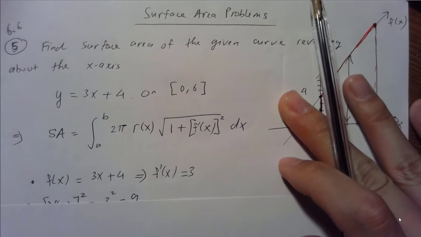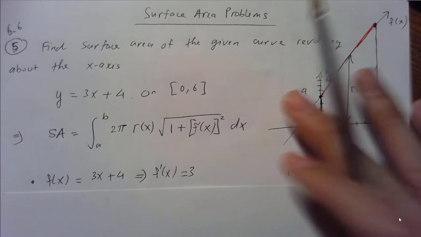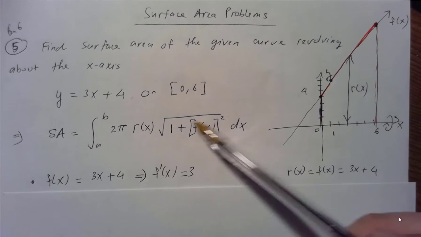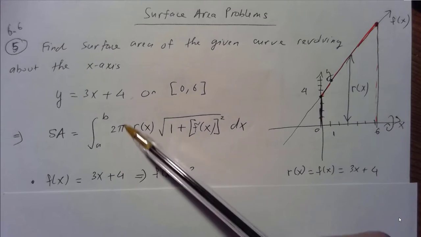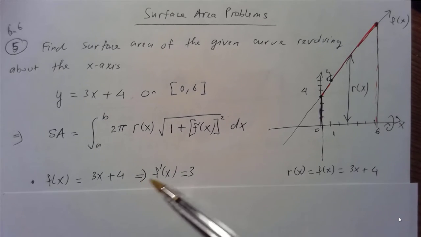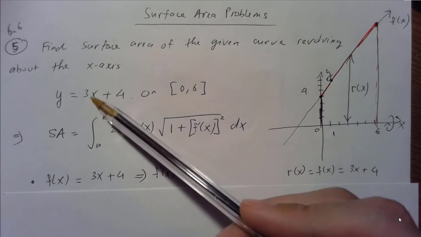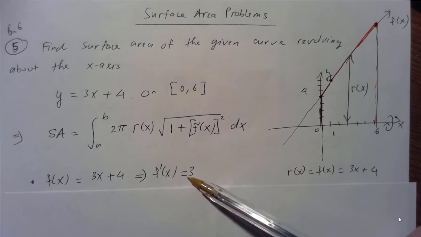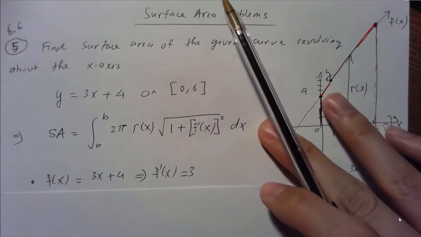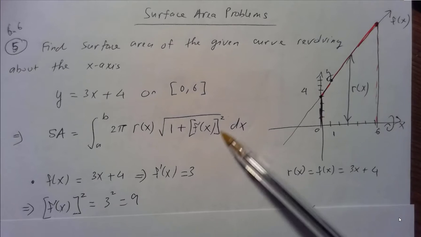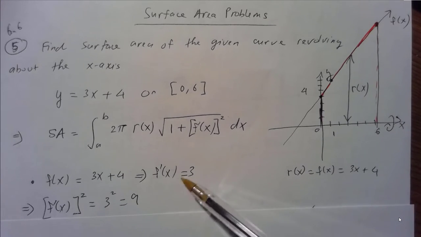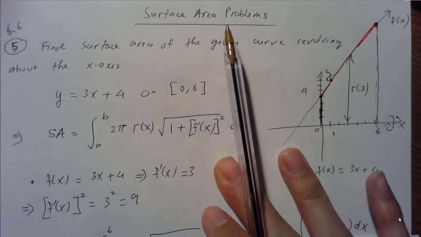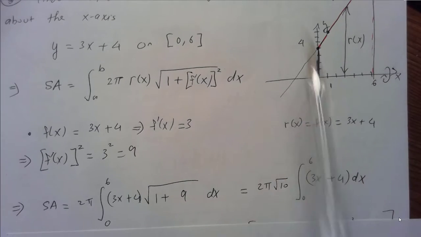The next step is we want to find f prime, because we need that here. f of x is given by the curve, so the derivative is just 3, and the constant becomes 0. Then I square that because I need it here. So 3 squared gives me 9. Now I can use the formula.